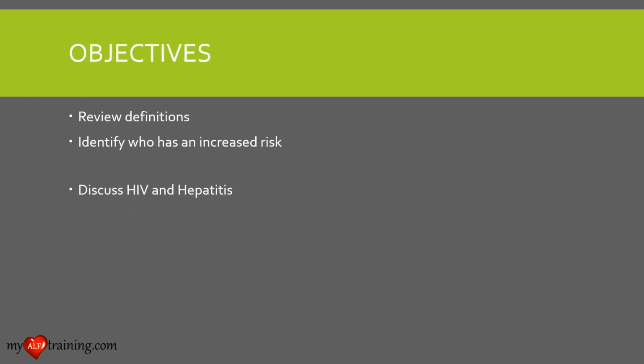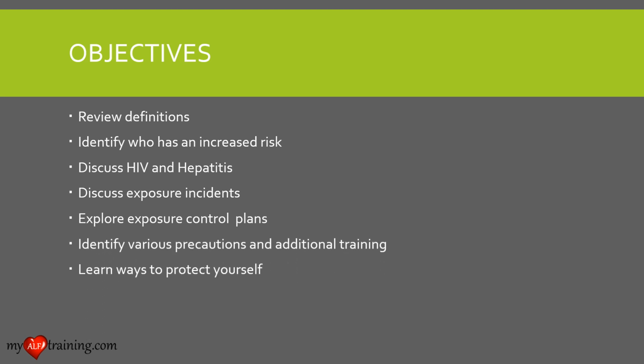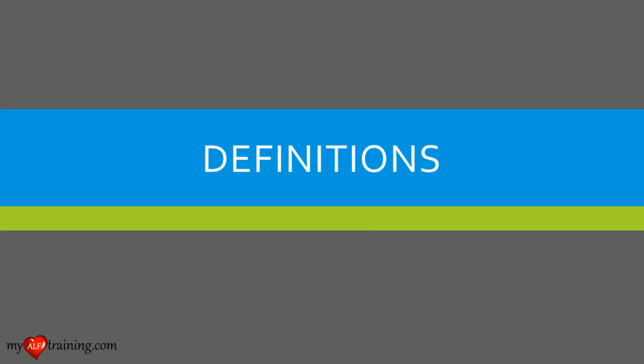Our objectives for this course include reviewing definitions, identifying who has an increased risk, discussing HIV and hepatitis, discussing exposure incidents, exploring exposure control plans, identifying various precautions and additional training, and learning ways to protect yourself. Let's begin by learning some new definitions.